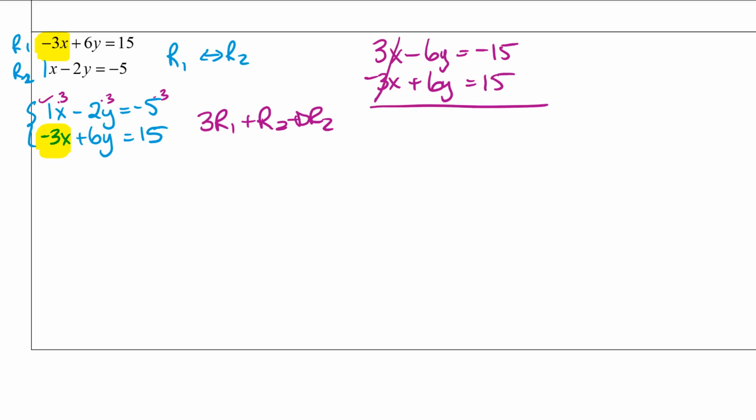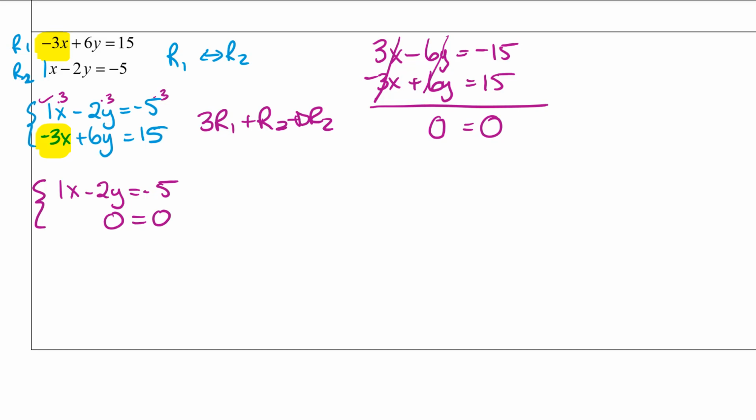And I get the 3x's to add to 0. No big surprise there, that's what I was hoping to have happen. What accidentally also happened is my y's added to 0. And then over here on the variables, -15 plus 15, also added to 0. So row 1 stayed the same. And row 2 I'm replacing with 0 equals 0.